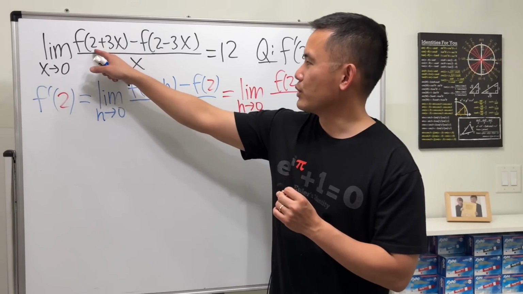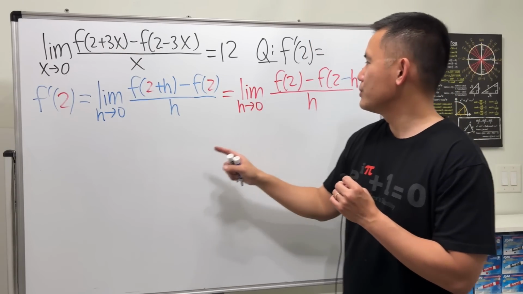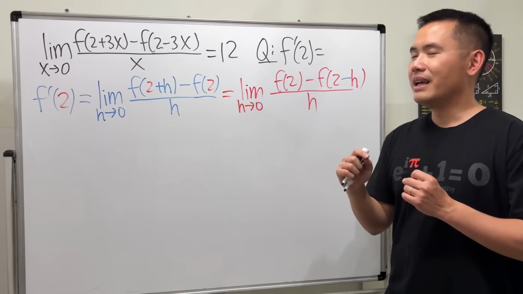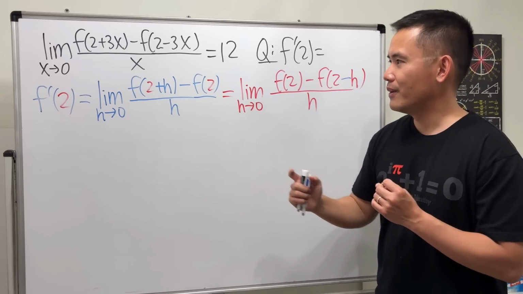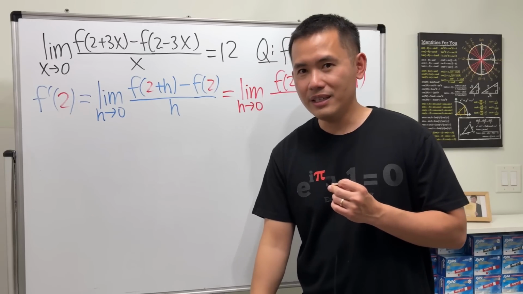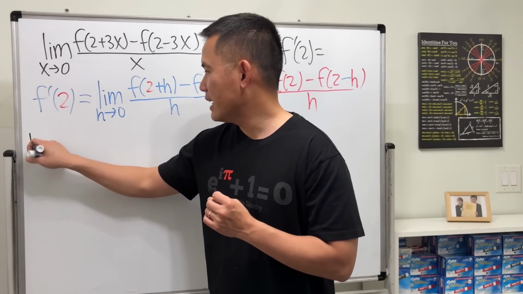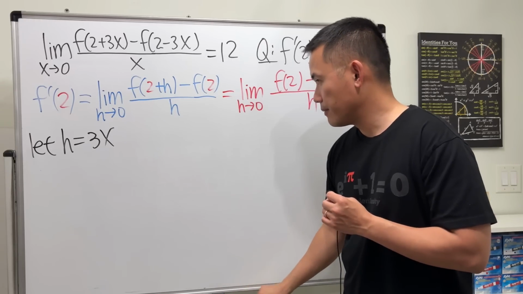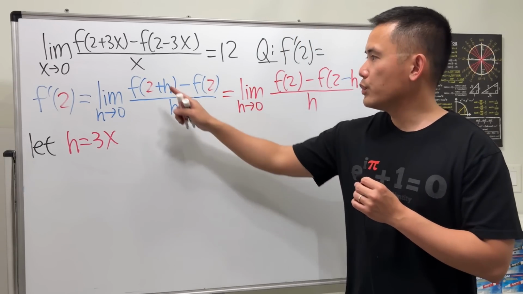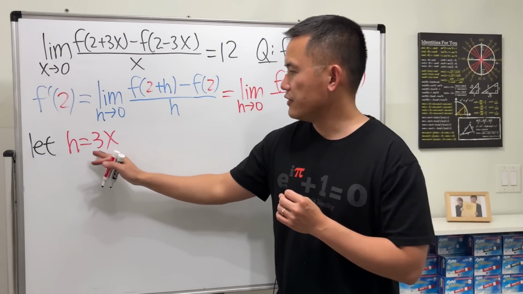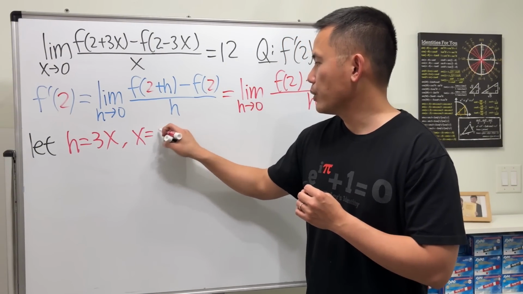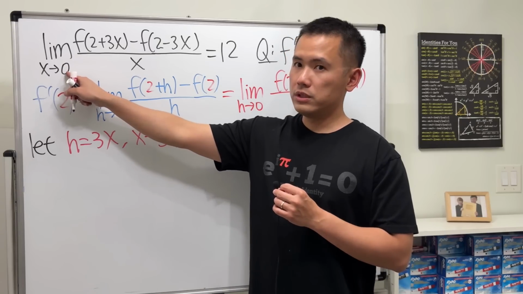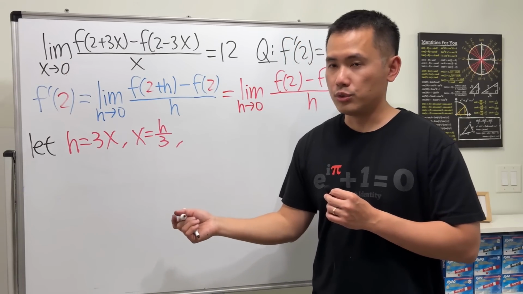So how exactly can we continue though? It looks like we have the 2 already. This is the plus h, and here we have the minus h. So we are missing this, missing that, right? And the first thing is that we should put h to be 3x. Here we go. I'm going to say let h equal to 3x. And then notice here we have an x on the bottom. So let's divide both sides by 3. x is equal to h over 3. Now keep in mind though, if x is approaching 0, h will also be approaching 0.